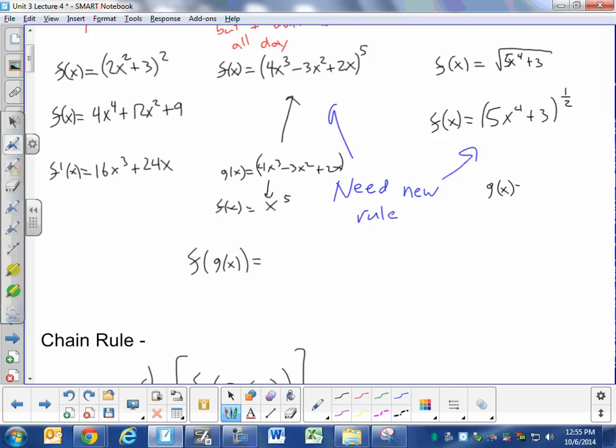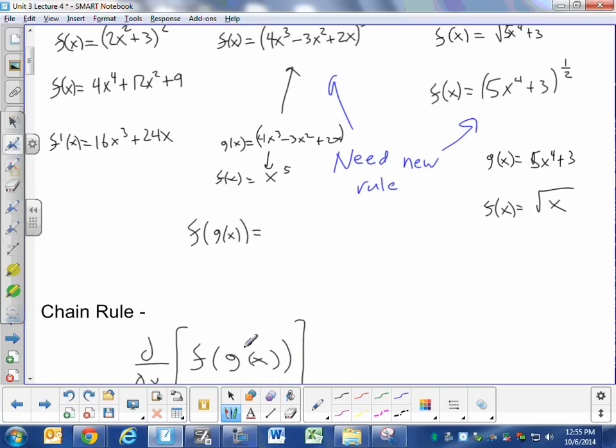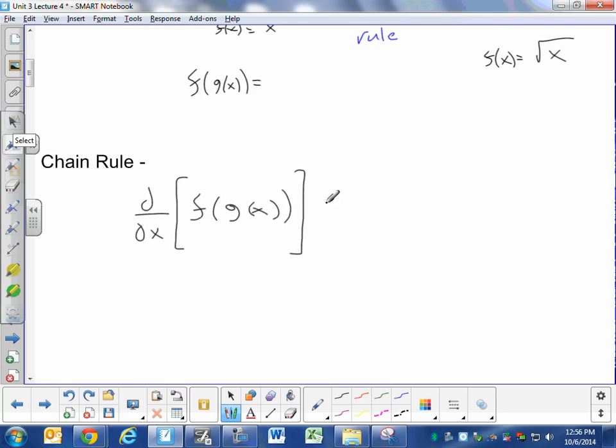It's the same thing here. We have the g, which is what we'd consider an inside, which would be that stuff, and then we have the f, which would be like x to the 1/2 power, or the square root of x. We'll talk about that more, but that's what I mean by f of g. It's an outside function and an inside function. Well, the derivative of f of g is equal to f prime of g of x times g prime of x.